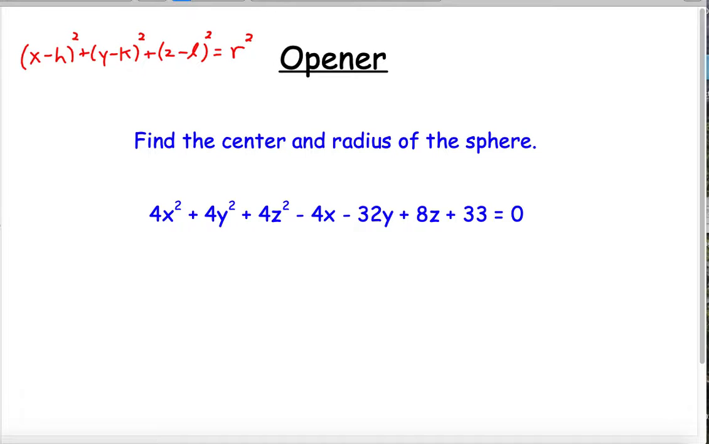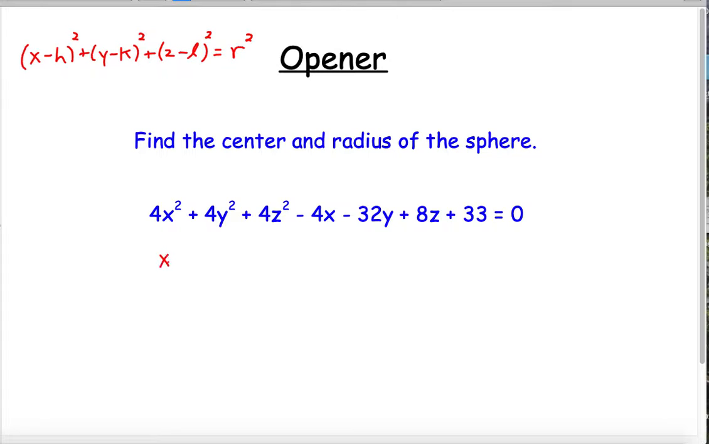So in order to get this to look like that, I need to complete the square for each of the variables. Now, one thing I do notice right off the bat is that all the coefficients of the squared terms are the same. That's what tells me that it's a sphere. If they were different, it would have more of an elliptical shape. And so I can divide everything by 4 right off the bat. I don't have to factor out each one individually if I don't want to.